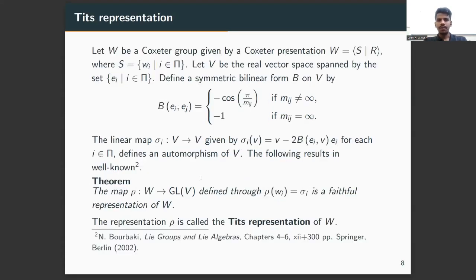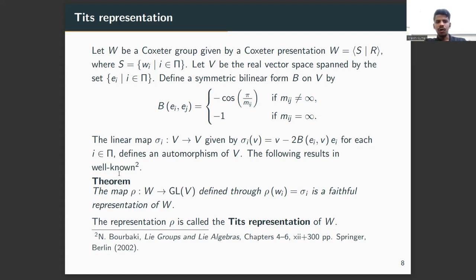Then let's define a Tits representation. Let W be a Coxeter group with the Coxeter presentation. Let V be a real vector space spanned by the set S. So define a symmetric bilinear form on V in this form. Then the linear map defined in this fashion defines an automorphism of V.